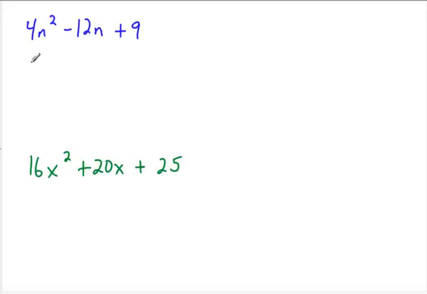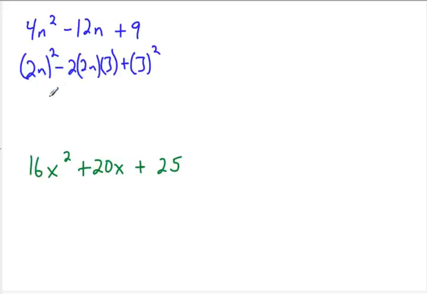Here, let's determine if that's a square. It could be 2n squared. This could be 3 squared. And we want to determine if the middle is 2 times 2n times 3. Let's see, 3, 6, 12n. It is. So the factored answer here, remember this is factoring, this is not simplifying, is 2n minus 3 squared. And again, you can check that out by FOILing it or boxing it.